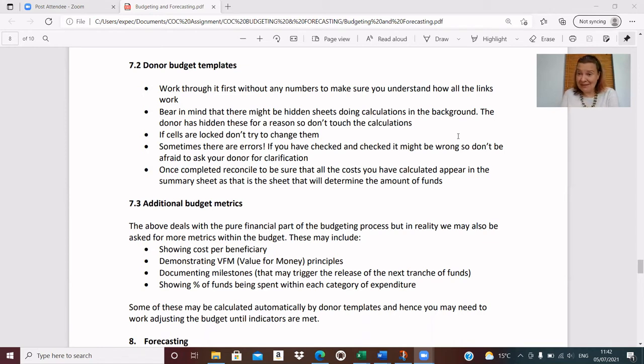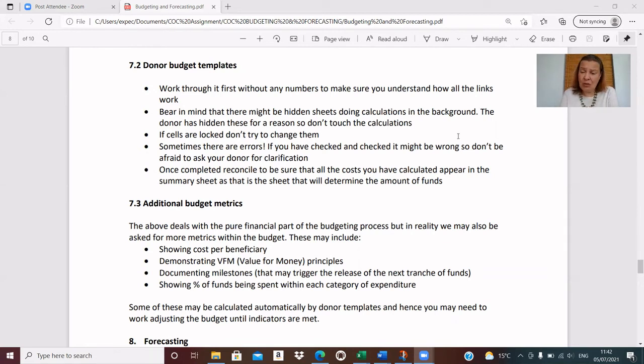Now, sometimes there are errors in a donor template. So if something is puzzling you and you think you've checked and checked and it still seems wrong to you, then do approach your donor and just check. They're human too. They might make a mistake in a formula or a link or something.